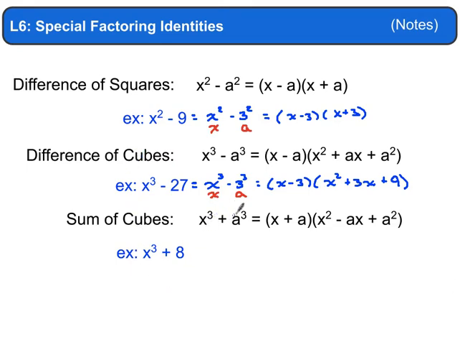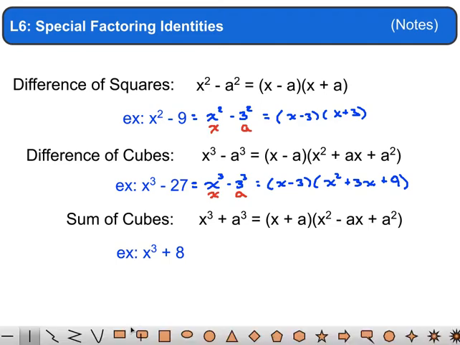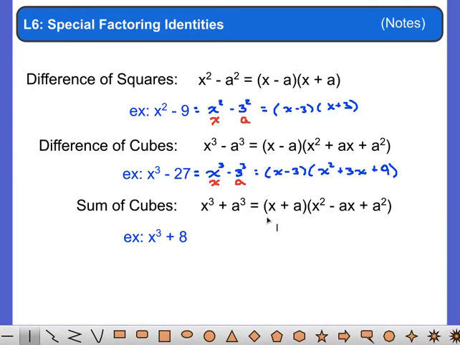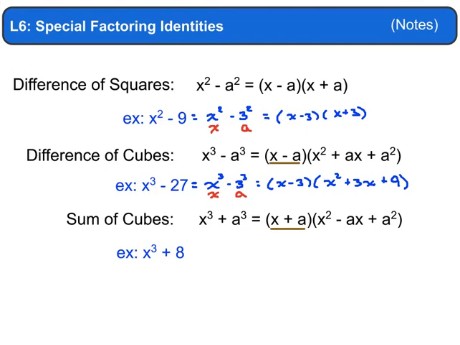x to the third plus a to the third. This is going to break down into x plus a. Notice, we'll take a moment here. Notice the difference between this one and this one. One of them has an x plus a in the front, the other one has an x minus a. It goes with the one that matches, whether it's a difference of cubes or sum of cubes. So what is the difference between the two patterns? Well, that's what we're going to investigate and look at.